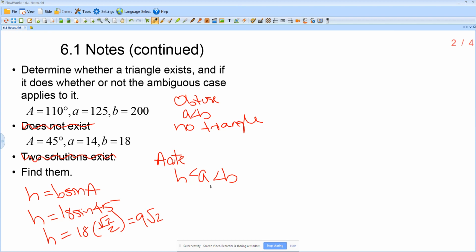So since we have a case where the side across from the acute angle is somewhere between the other side given and the height of the triangle, there are two solutions. Two triangles. So again, because that side across from the acute angle is between h and the other side given, I have two triangles.